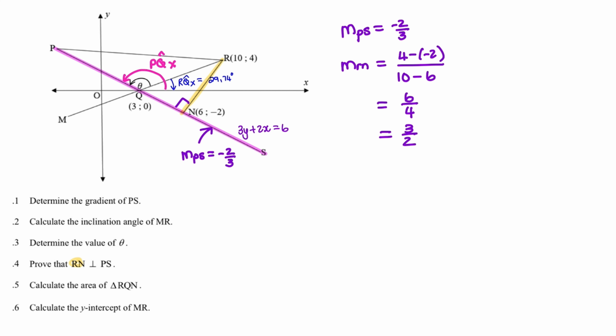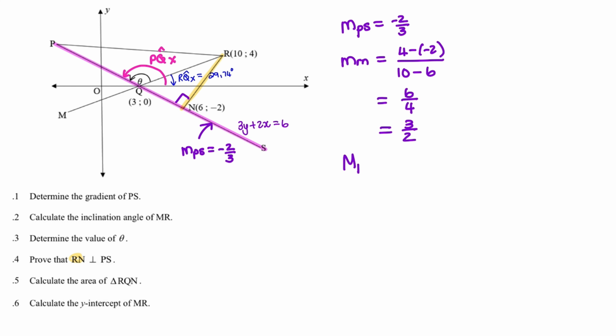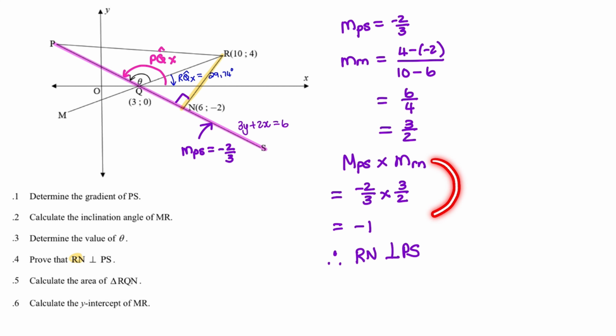Now I take the gradient of the line PS and multiply it with the gradient of the line Rn. That is -2/3 times 3/2, and that results in -1. So therefore, the line Rn is perpendicular to the line PS. Notice I don't assume that that's -1. I actually show the calculation.